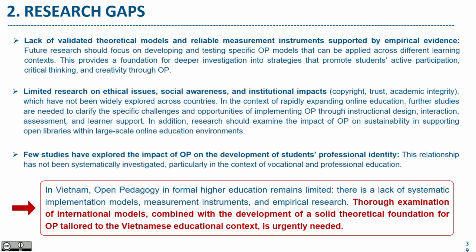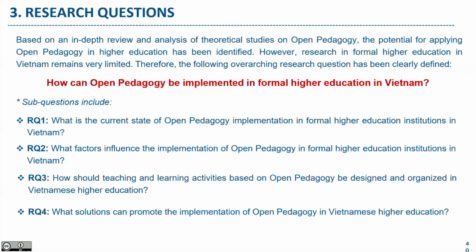In Vietnam, open pedagogy in formal higher education remains limited. There is a lack of systematic implementation models, measurement of achievement, and empirical research. A thorough examination of international models, combined with the development of a solid theoretical foundation for open pedagogy tailored to the Vietnamese education context, is urgently needed. After that, I identify the research gaps and create the research questions.